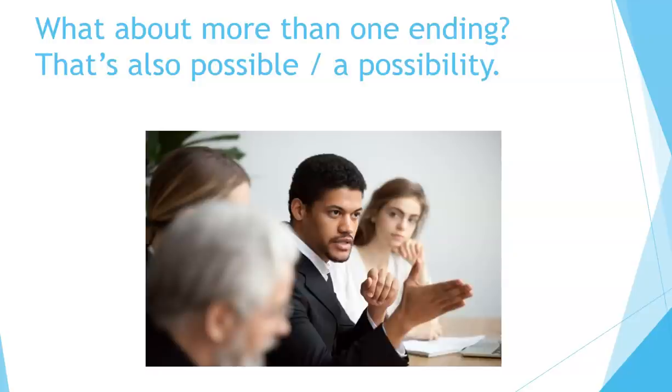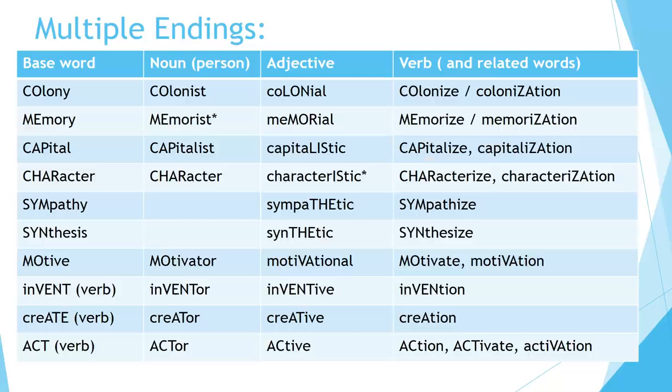What about more than one ending? That's also possible. It's also a possibility. Here are some words with multiple endings. We'll start with what I'll call the base word. Then we'll talk about the noun, person, adjective, and then the verb, and related words, which could possibly be a noun or something else. Okay, I'm going to read them first across, from left to right.